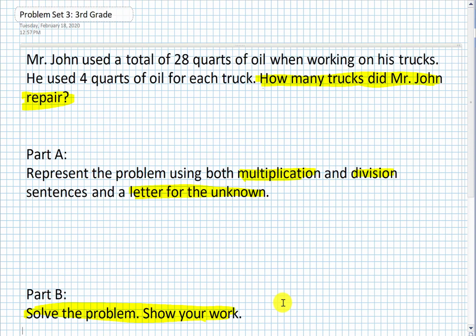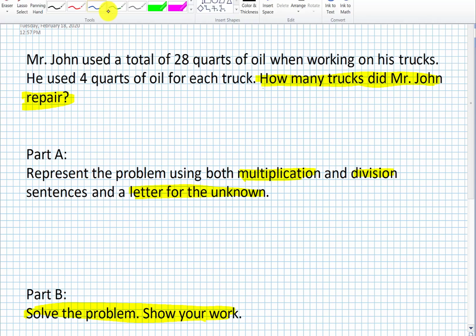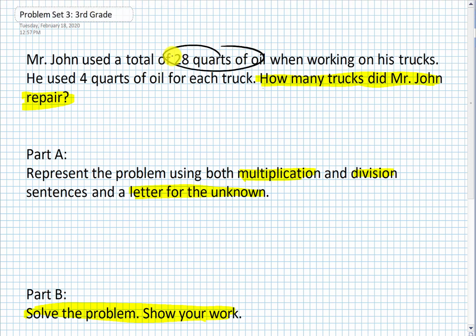Okay, so let's go back up and let's begin. Before we even jump into part A, let's write out all of the information that the problem gives us. So we'll start with the 28 quarts of oil. So we have a total of 28 quarts of oil. 28 quarts is our total.